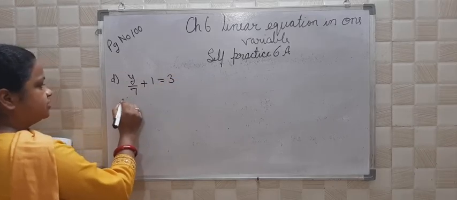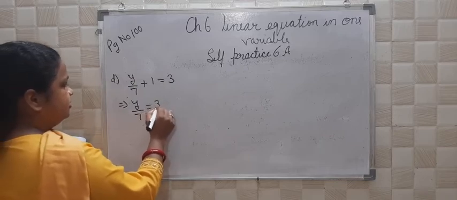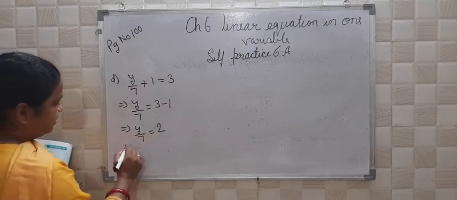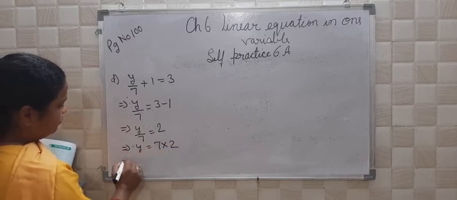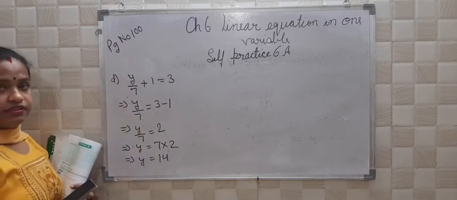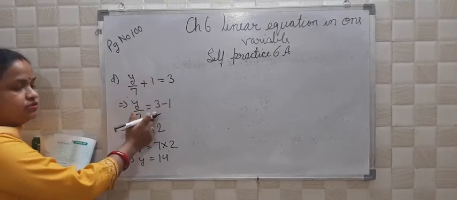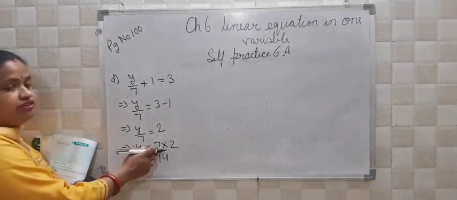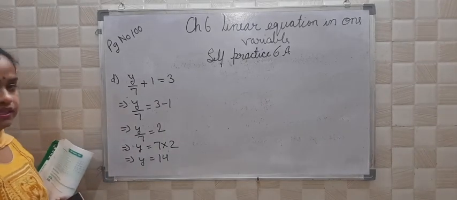So here what will you do? Firstly, you will change plus 1 to the right hand side: is equal to 3 minus 1. So y by 7 is equal to 2. What will be the value of y? 7 into 2, y is equal to 14. Correct? You can see y by 7 plus 1 equals 3. So when this goes on the right hand side, it is 3 minus 1, 2. And I have told you divide will become multiply. So y will be equal to 7 into 2. So y is equal to 14. Correct?